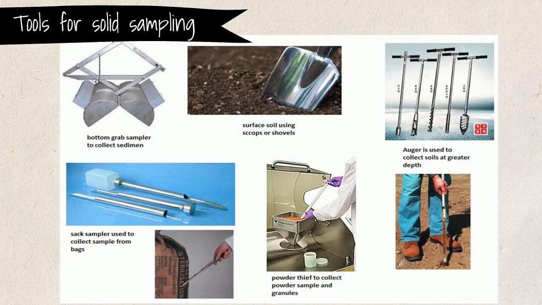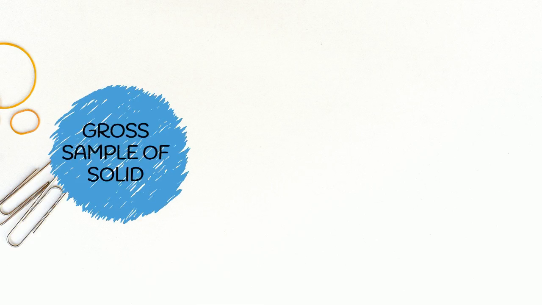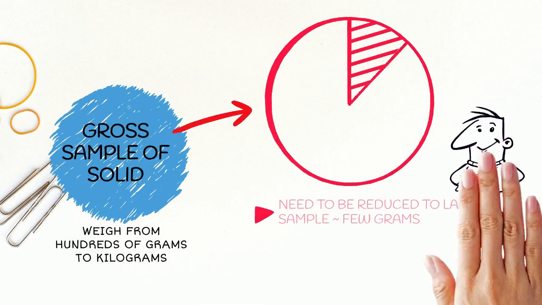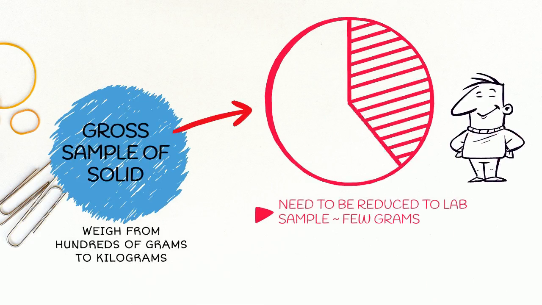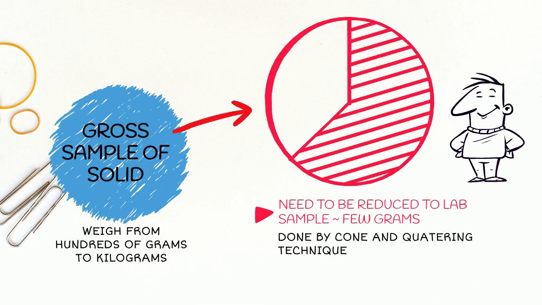These are the tools used for solid sampling, namely bottom grab sampler, scoop or shovel, auger, powder sieve, and sack sampler. The reduction of the gross sample to a finely ground and homogeneous laboratory sample is required. A gross sample may weigh from hundreds of grams to kilograms. We need to reduce it to a few grams. It can be achieved by the cone and quartering technique.